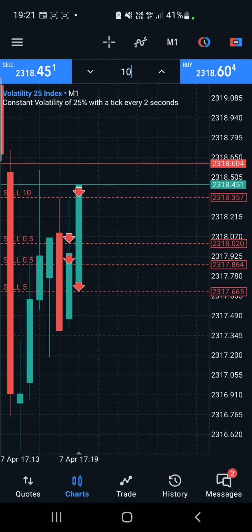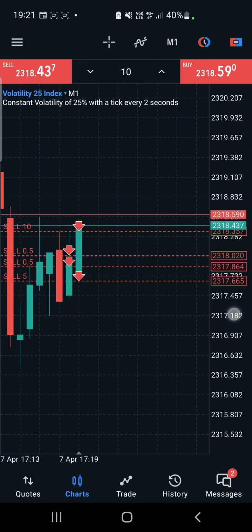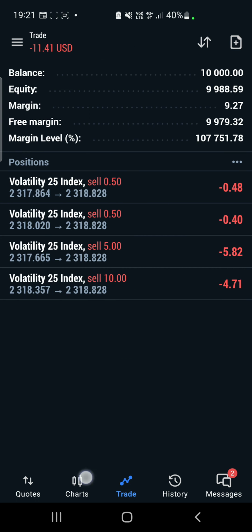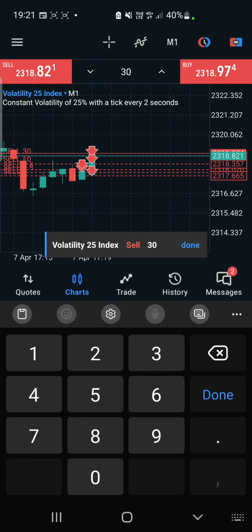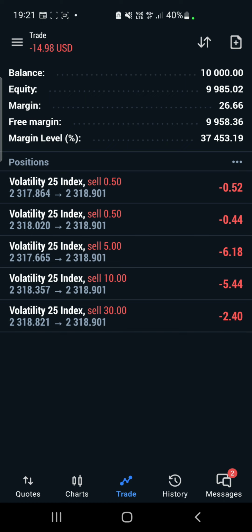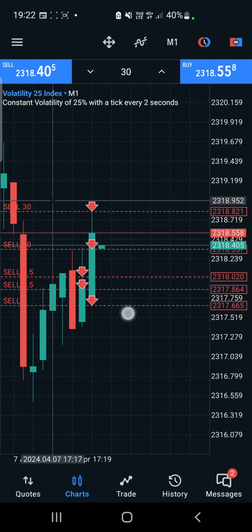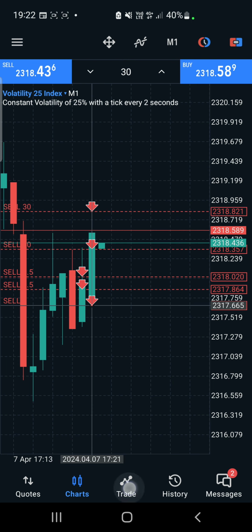Let's say I used 10. You see with 10, see how 10 is moving. You just play around and see how it works. Once you play around, let's say, for example, I use 30. Look with 30. Right now I'm in a profit because my entry was here. For 30, my entry was here. So right now I'm obviously in a profit. But if my entry was here, I'd be in a loss, of course.